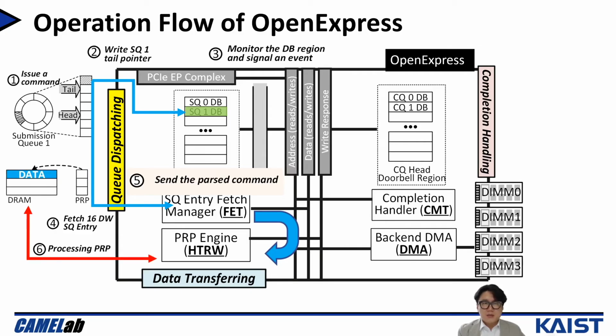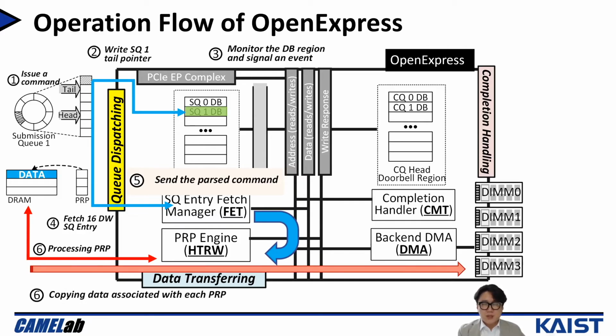Now the PRP engine will go through the host system memory again and parse the PRP entry information. And once it has figured out all the locations of the data, it copies the data associated with each PRP pointer to the underlying storage backend.